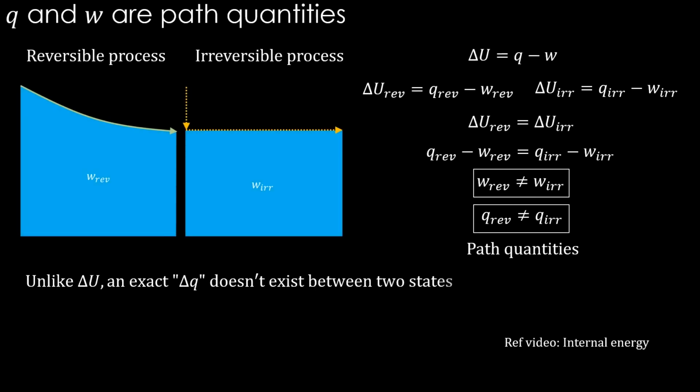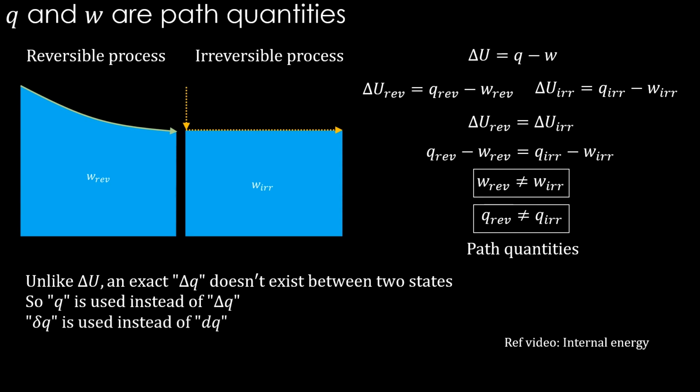A small note on notations. Unlike delta U, an exact delta Q does not exist between two states. To indicate this inexact nature, Q is used instead of delta Q. In differential form, small delta Q is used instead of dQ.